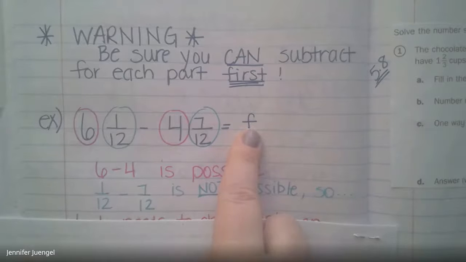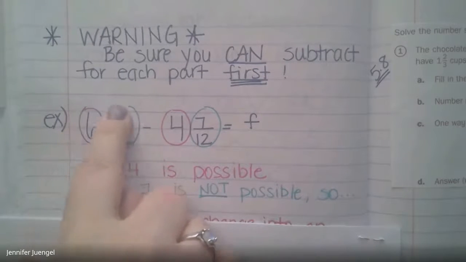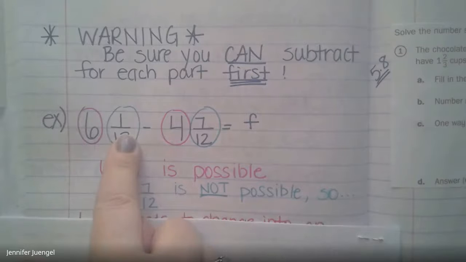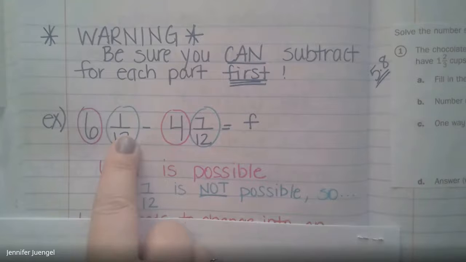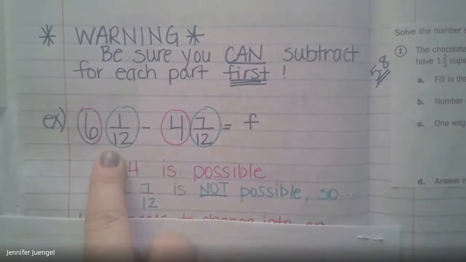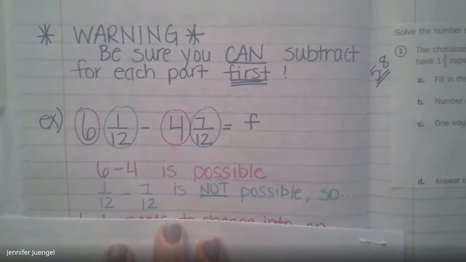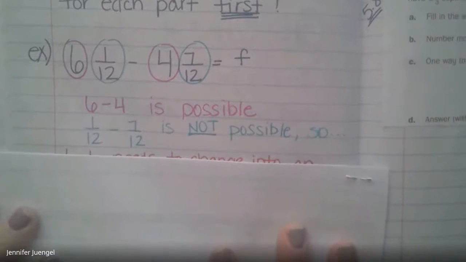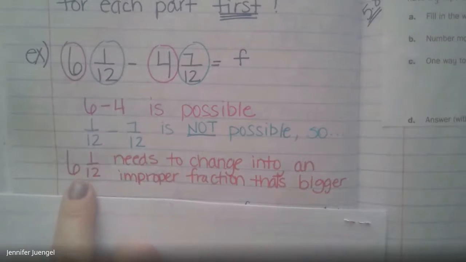So what we need to do is transform this mixed number into an improper fraction. We're going to use strategy 2, but we've got to make sure that we make the improper fraction bigger than this one over here. Right now, it isn't going to turn out bigger no matter what we do. So we have to do some work to it. Here's how we do that. Are you ready? First, 6 1/12 needs to change into an improper fraction that's bigger.